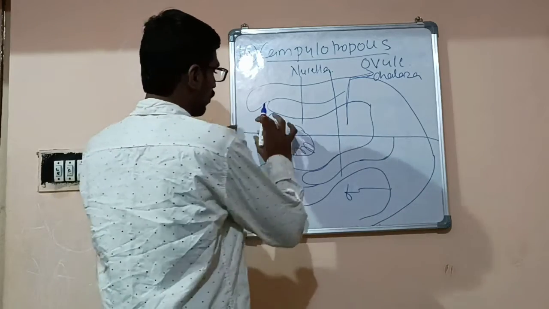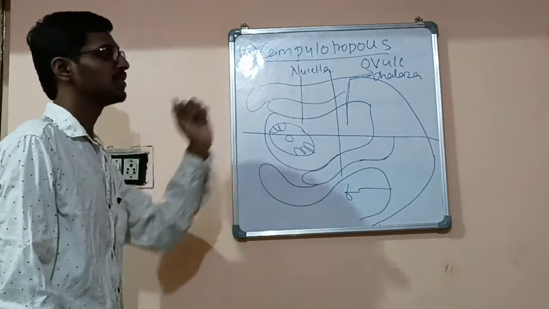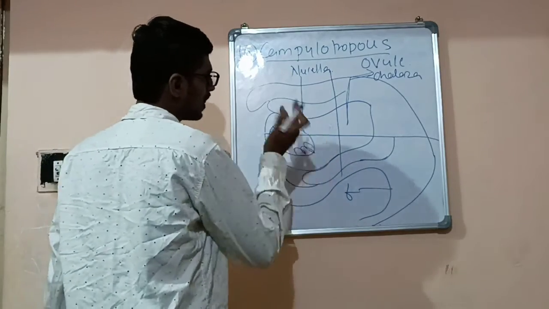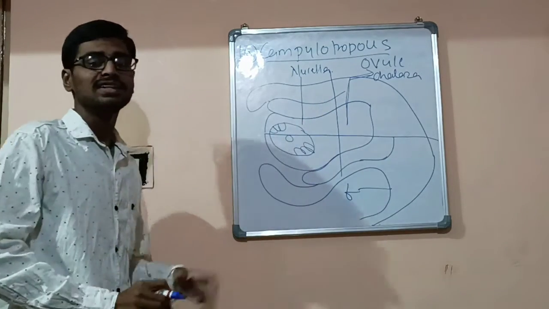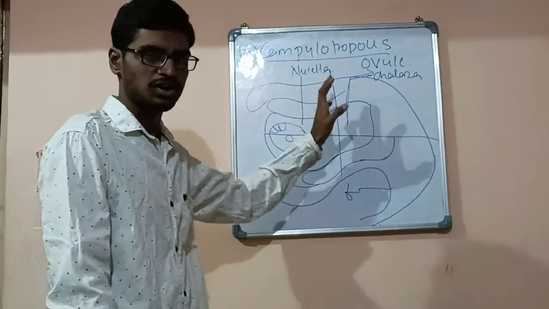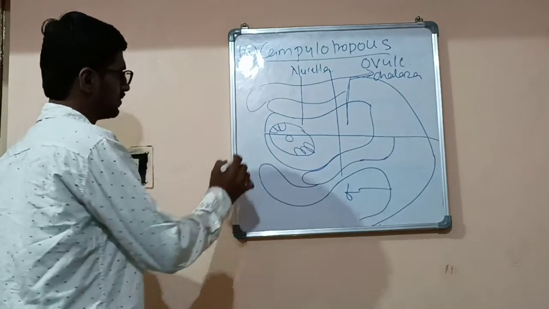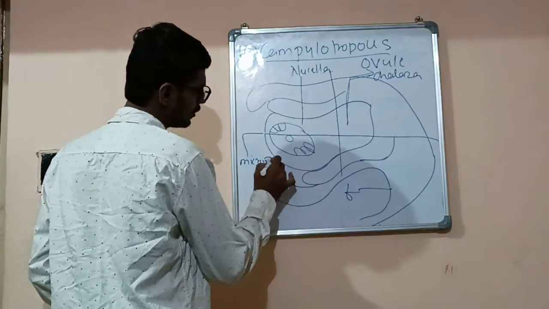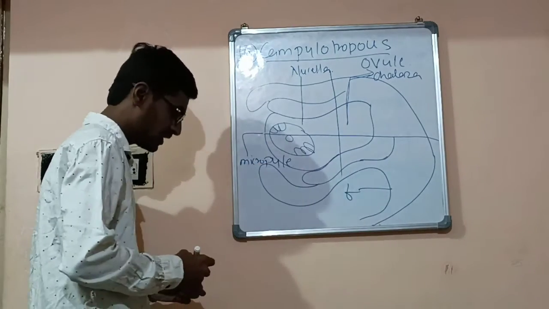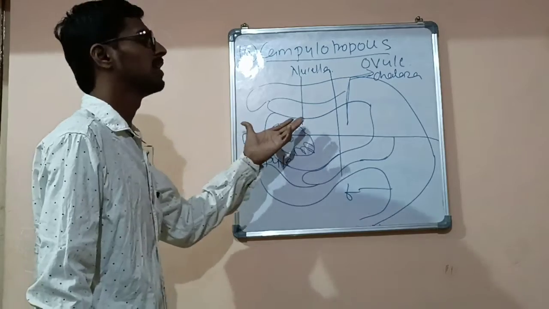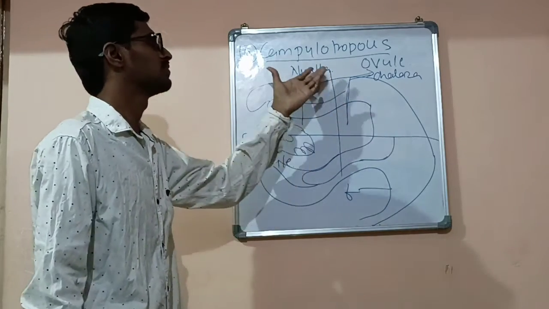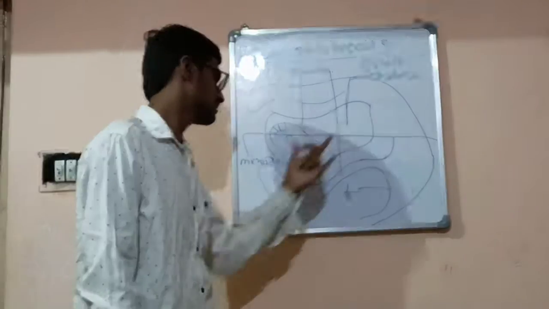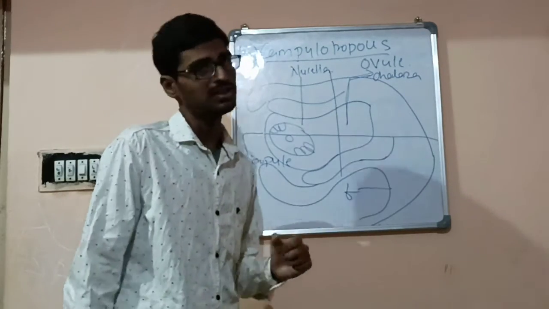And what is the micropyle, and where is it situated? In the campylotropous ovule, this is the apex of the ovule, where the ovule ends and the beginning starts. That is called the micropyle. And you will come to know the structure, and where the chalaza, micropyle, and funicle are situated.